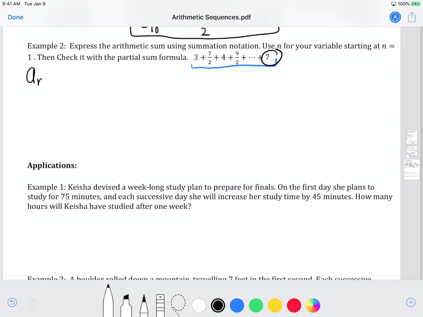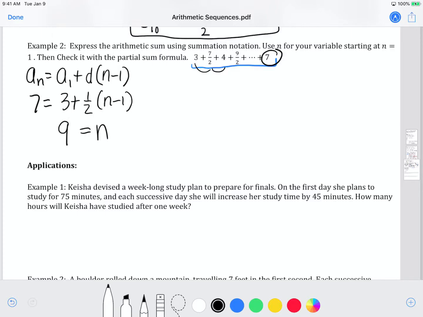So, since I know that a_n is a_1 plus d times n minus 1, I'm going to plug in all the information that we have and try to solve it for n. Since I'm looking for 7, 7 is the nth term, so I'm going to put in 7 here. My a_1 is 3. My common difference would be a half. I would have to keep adding a half to get each of these terms. And then I have n minus 1.